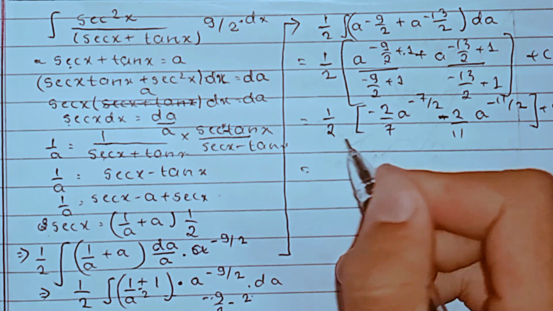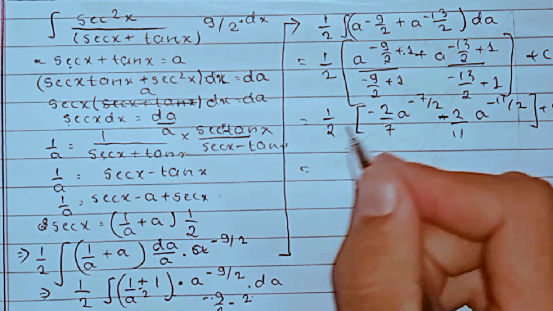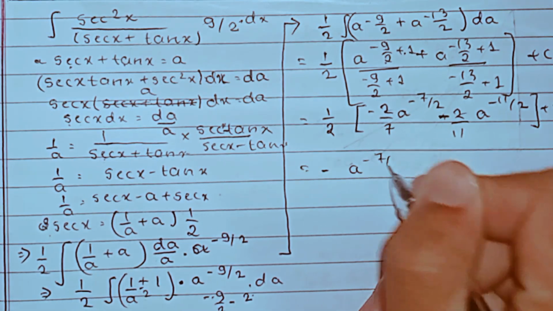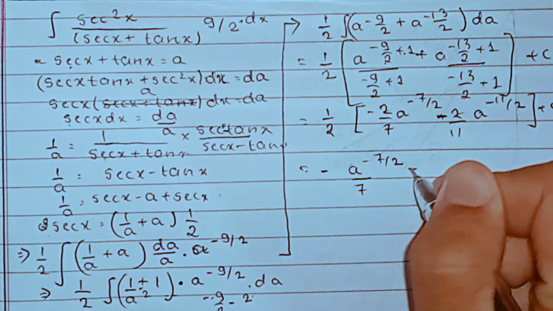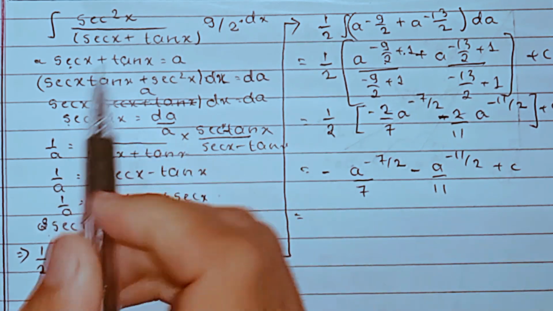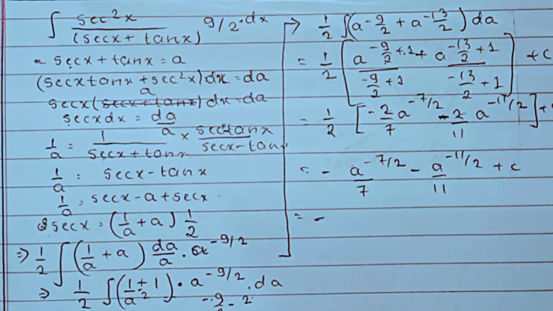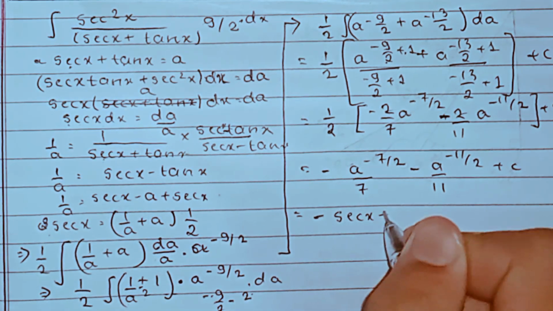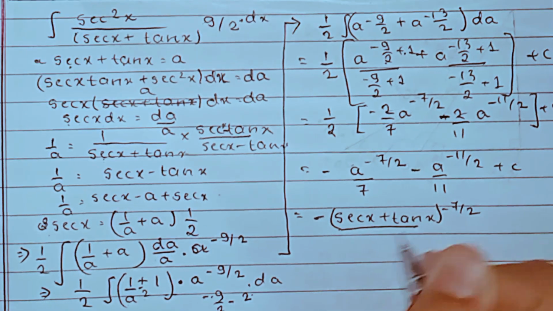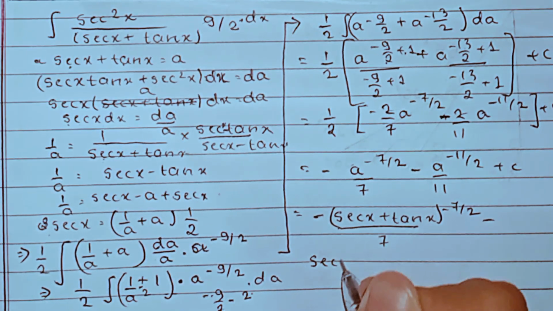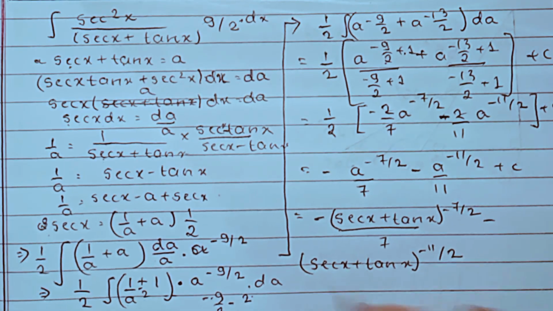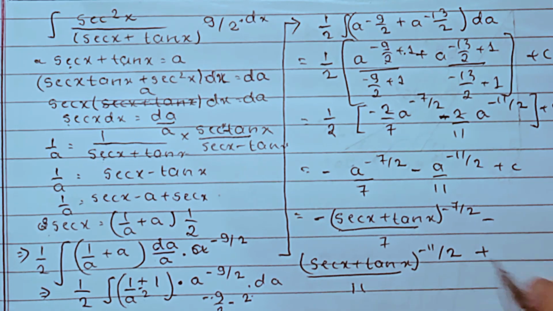So let's multiply it by 2. Multiplying by 2, we can cancel out the 2s, and we will get minus A to the power minus 7 by 2 upon 7 minus A to the power minus 11 by 2 upon 11 plus c. And we can just substitute the value of A, which is sec x + tan x, so minus (sec x + tan x) to the power minus 7 by 2 upon 7 minus (sec x + tan x) to the power minus 11 by 2 upon 11 plus the constant c.